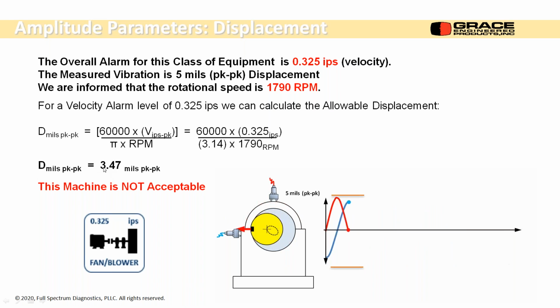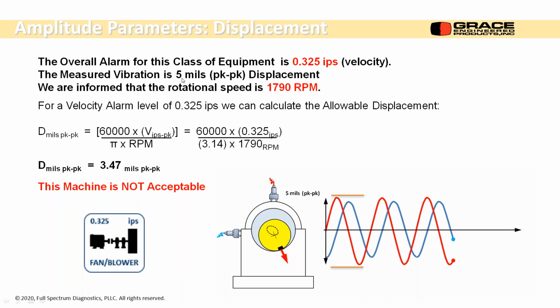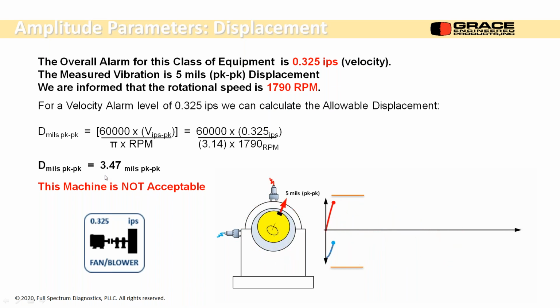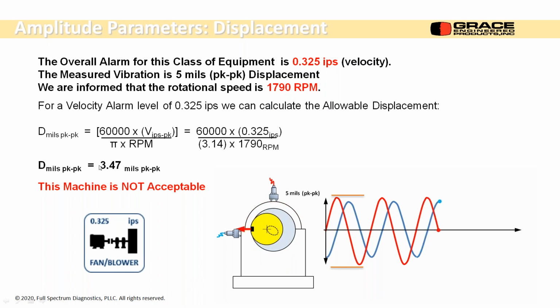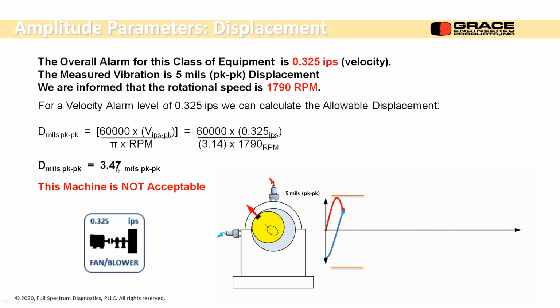So we found out that 3.47 mils is equal to 0.325 inches per second. So this is the equal displacement for 0.325 inches per second. So the machine's not acceptable. We're running at 5 mils. We're way above this. Okay, and we're on the bad side of that allowable curve. Now, if he said we have 8 mils of vibration, I'd have to go back in with the same information and calculate what is the allowable displacement limit based on the velocity for 8 mils and find out if that's good or bad. And it's going to be bad again.